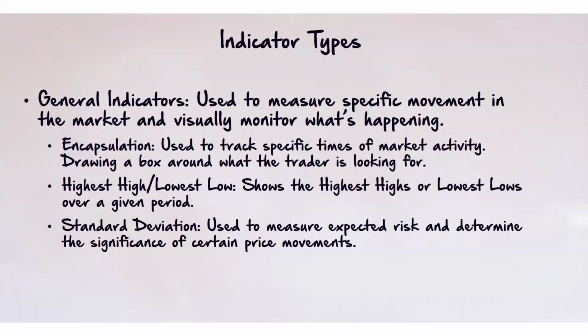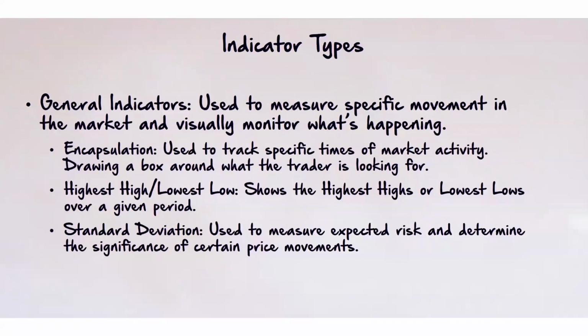General indicators are those that are used to measure specific movement in the market and visually monitor what's happening. So encapsulation, standard deviation, highest high, lowest low, these are things that tell you what is actually happening. These are generic indicators.